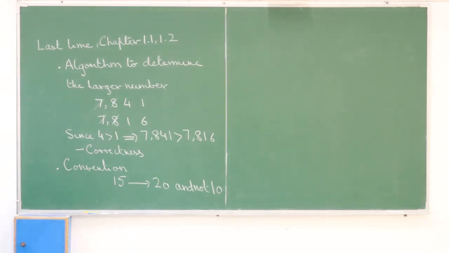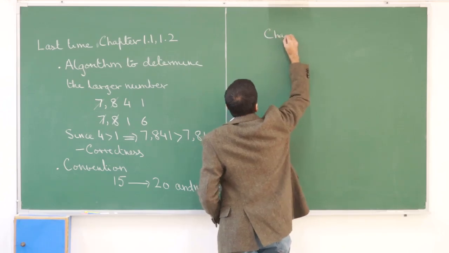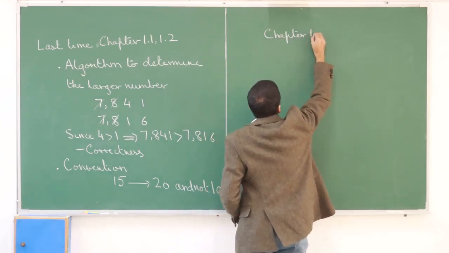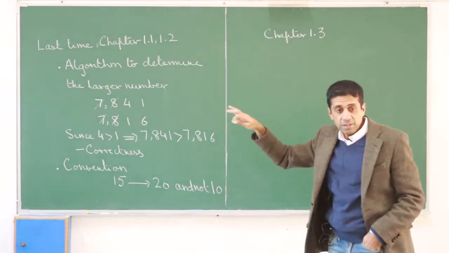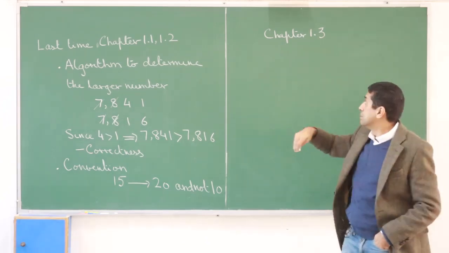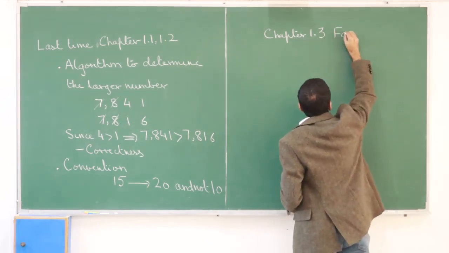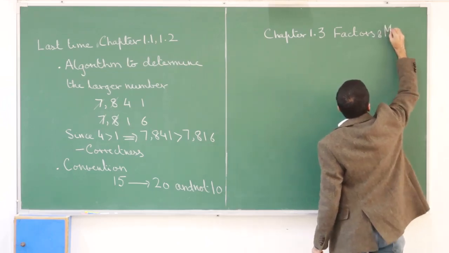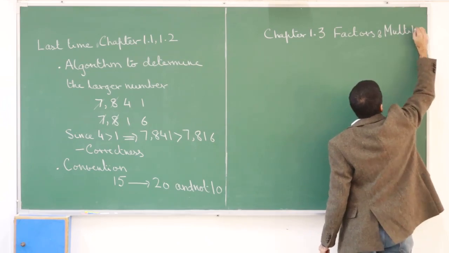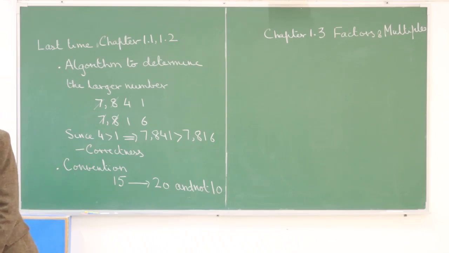So let's briefly talk about factors and multiples. We're now starting chapter 1.3, which is today's topic. Do you have any questions about yesterday, anything that is confusing? All good? Okay. Chapter 1.3 is about factors and multiples. It's a fairly easy topic, but there is one interesting question which is kind of fun to look at.